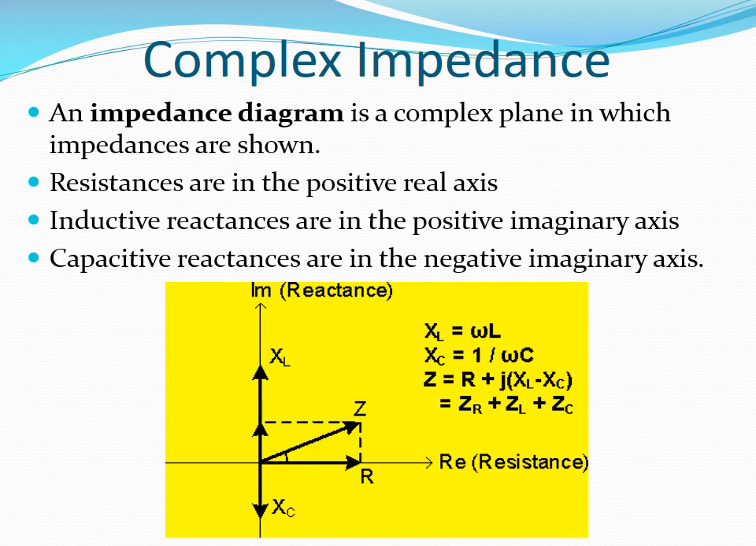An impedance diagram is a complex plane in which impedances are shown. Resistances are in the positive real axis, inductive reactances are in the positive imaginary axis, capacitive reactances are in the negative imaginary axis.